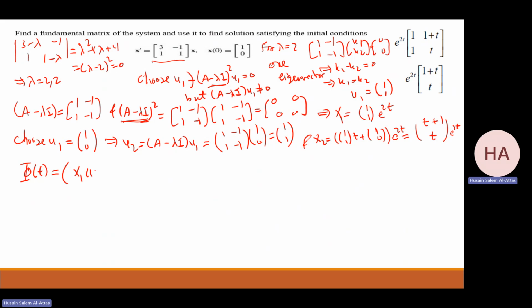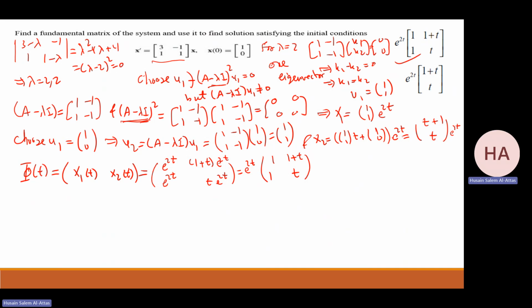So it will be 5t, the fundamental matrix. It will be x1, x2, where I can write it as e to the 2t, e to the 2t, and this is 1 plus t, e to the 2t, t, e to the 2t, or in other words, I can make it this way, which is similar to this one. This is 5t.